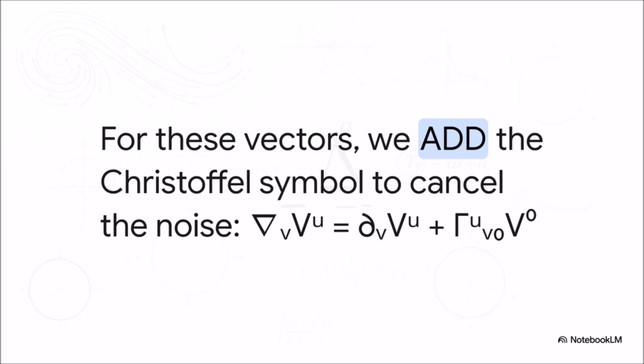For the first kind, called contravariant vectors, and you can think of these as arrow-like things, like velocity, the math shows the coordinate noise has a positive sign. So to cancel it out, you just add a correction term using that Christoffel symbol. Problem solved, right? Well, not quite.